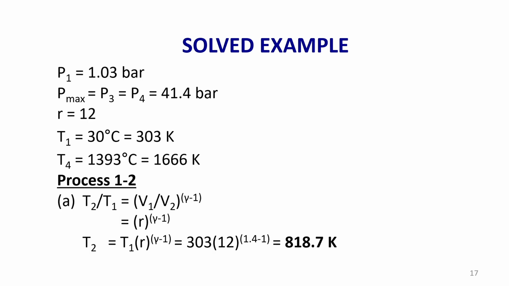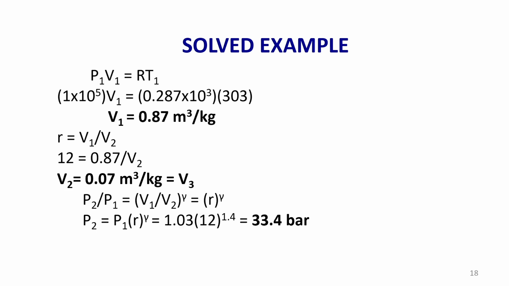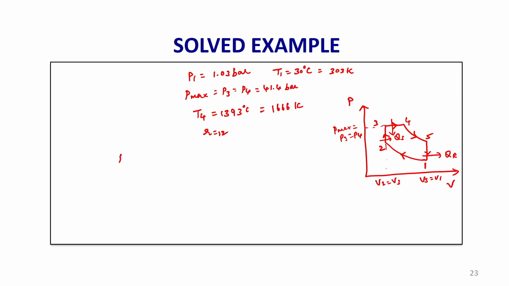So, using the thermodynamic relation between temperature and volume for process 1 to 2, which I have used quite a number of times, T2 by T1 is equal to V1 by V2. So, process 1 to 2. T2 is equal to T1 in terms of compression ratio power gamma minus 1.